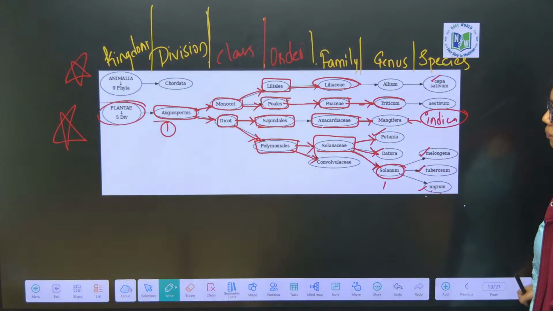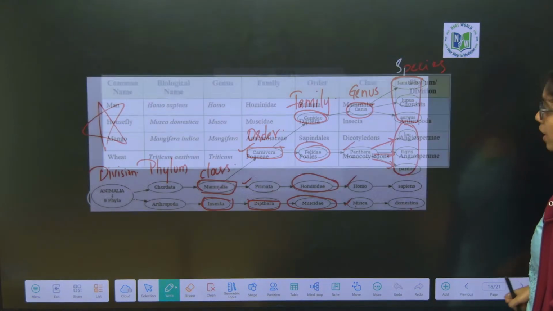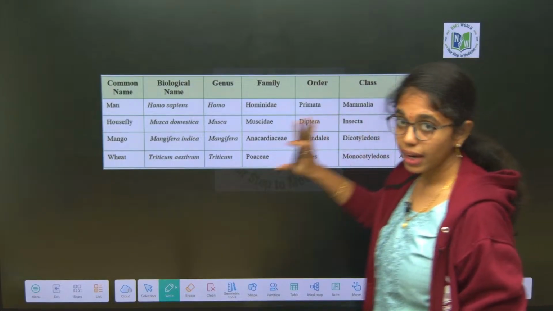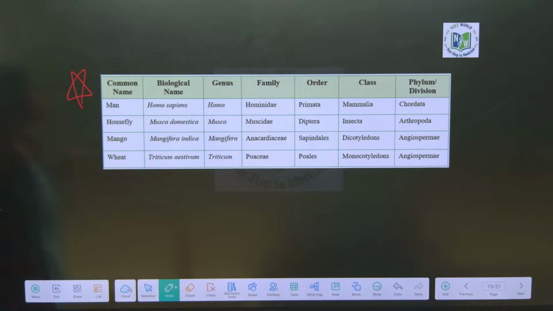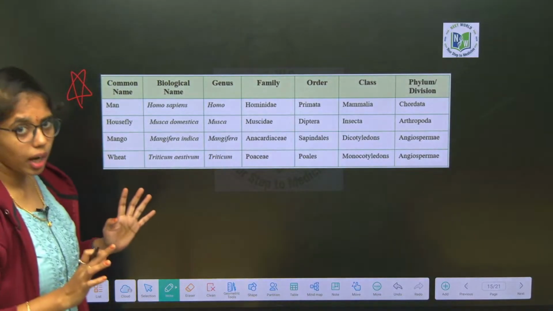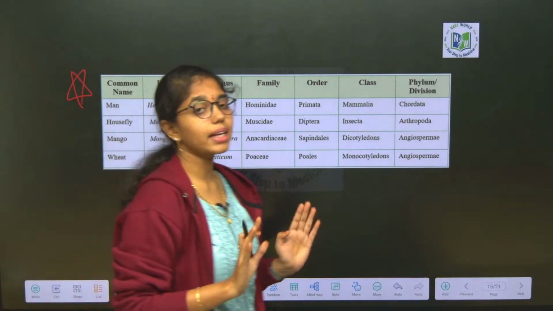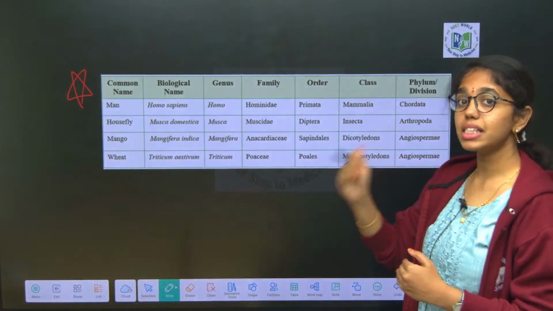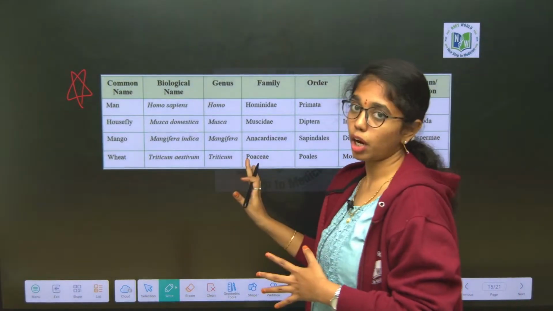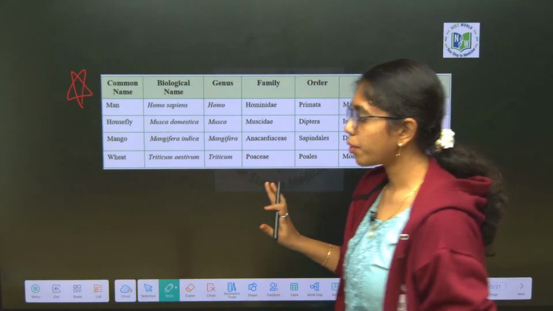Next, if you see, last we will look into our NCERT table, which is very important. Many times we get questions from this table directly. Okay, and taxonomic aids we will not be discussing because they are not in our NEET official syllabus. Okay, so taxonomic aids I will be discussing in the NCERT class later. Here we will not be discussing. So look at here properly.